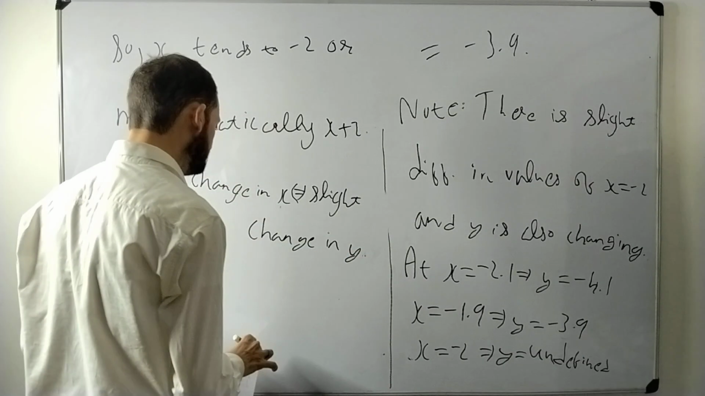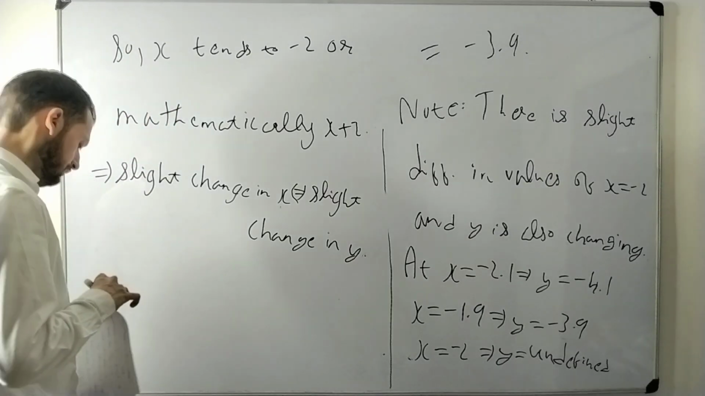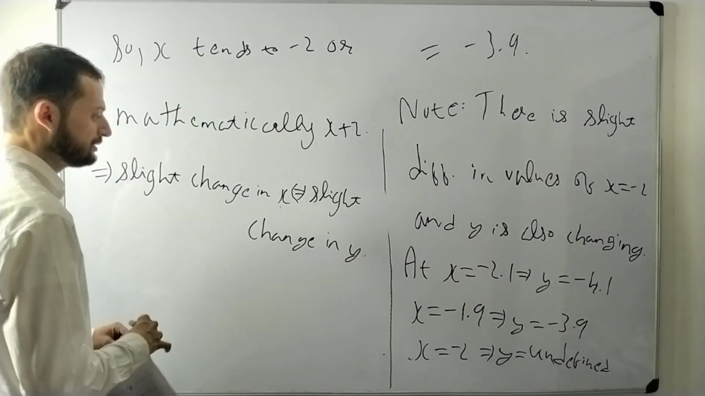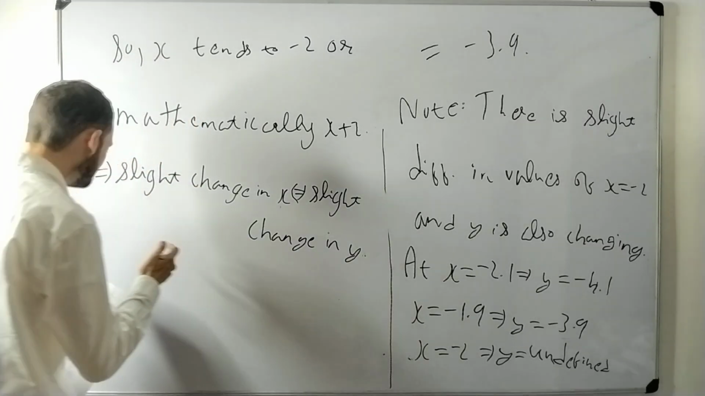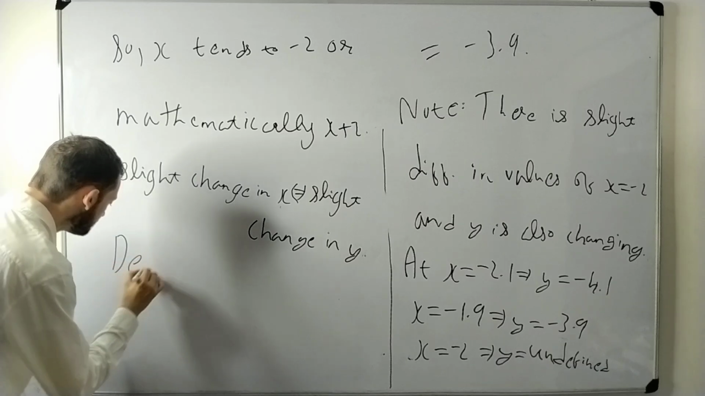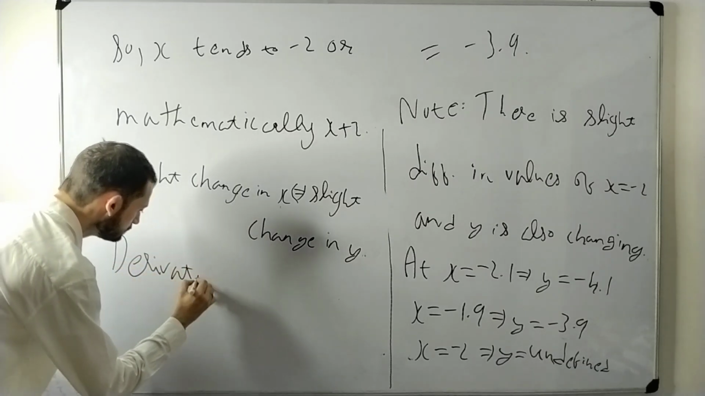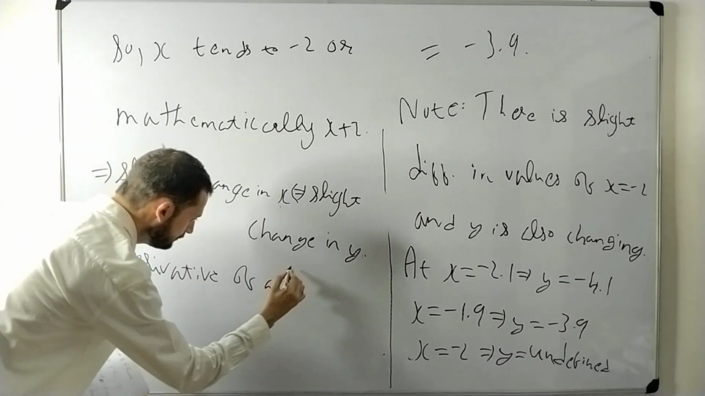So what is the next part of this? How would you represent this differentiation? The derivative of a function. How would you derive the derivative of a function?